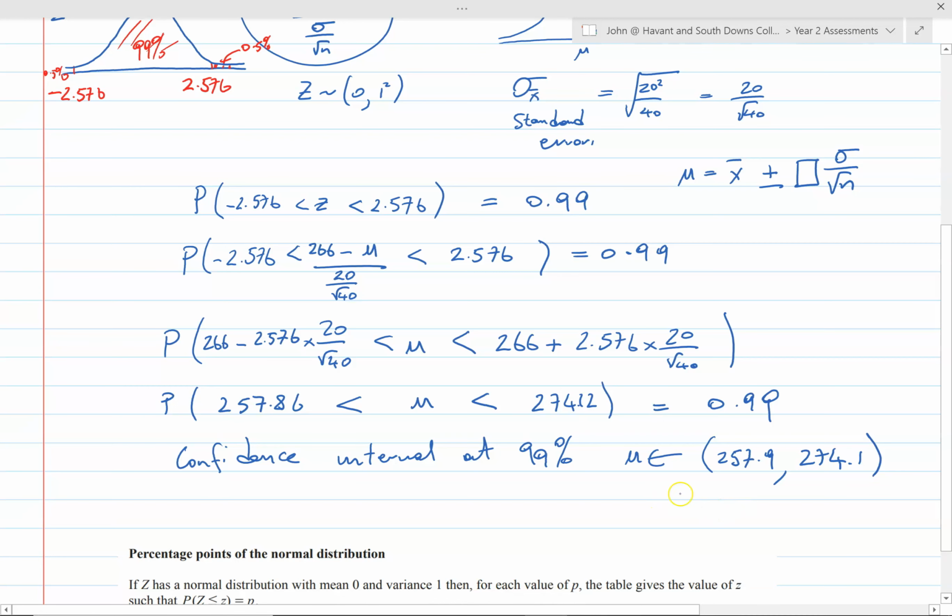That means we don't know the mean. We can't be certain it lies within this range, but, let me rephrase that, if we take samples of 40, 100 times, then on average we would expect one of those intervals to not catch the mean. So there's a 1% chance it doesn't actually lie within that, but we can be 99% confident it does.